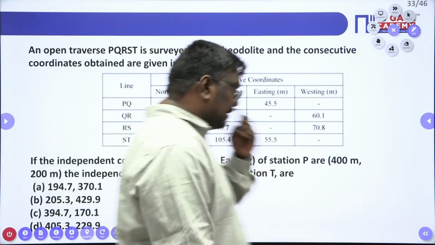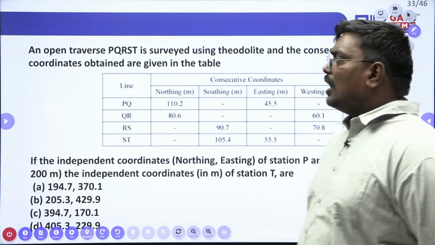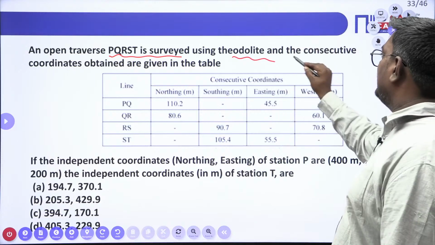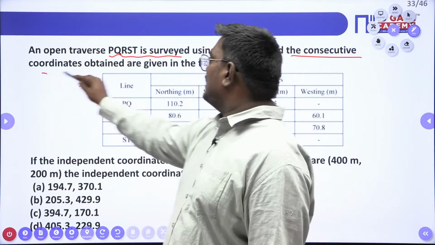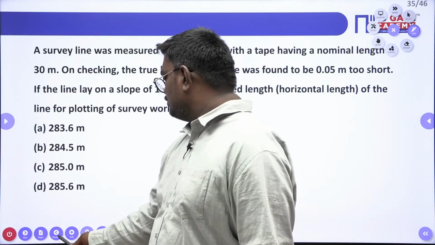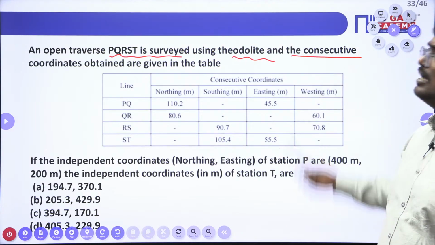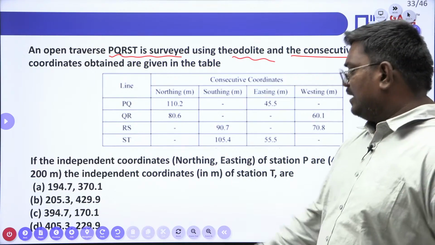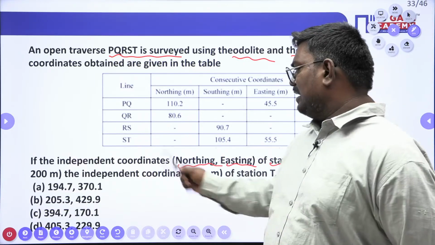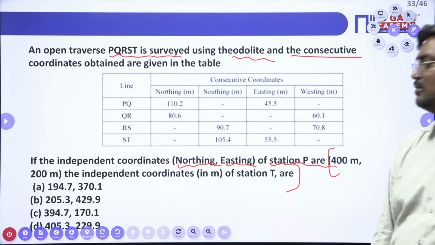Now see, students, we have another concept. Please read this question. An open traverse PQRST is surveyed using the theodolite and the consecutive coordinates obtained are given in the table. If the independent coordinates, northing and easting, of station P are 400 meter and 200 meter, the independent coordinates of station T are?